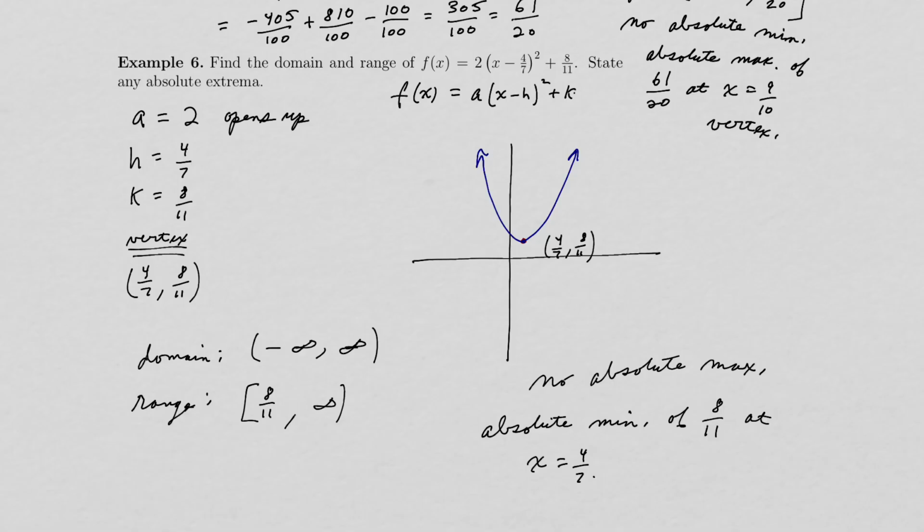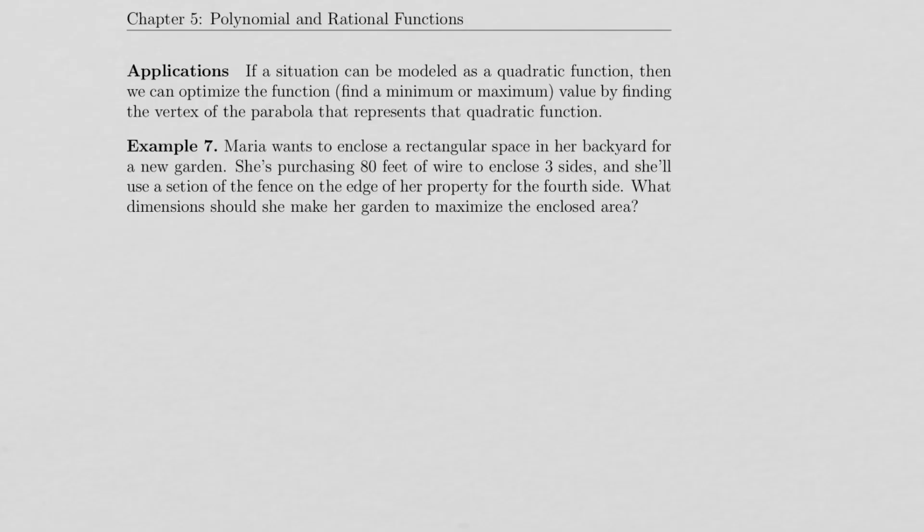Okay, so let's do an example. This example says Maria wants to enclose a rectangular space in her backyard for a new garden. She's purchasing 80 feet of wire to enclose 3 sides, and she'll use a section of the fence on the edge of her property for the 4th side. What dimensions should she make her garden to maximize the enclosed area?